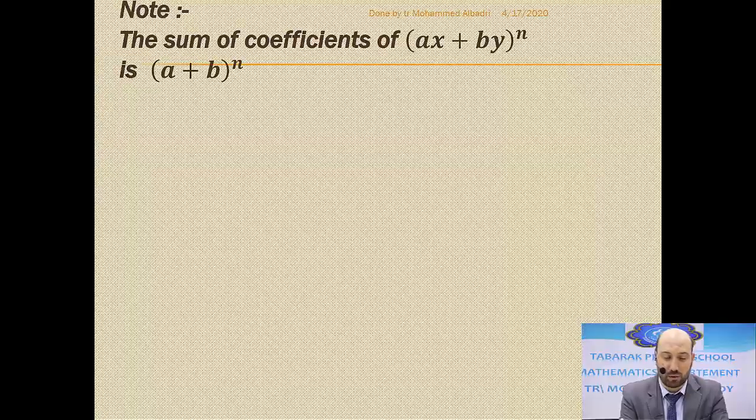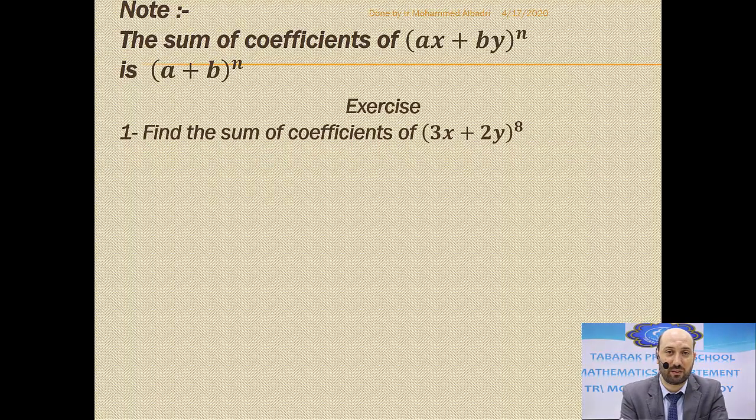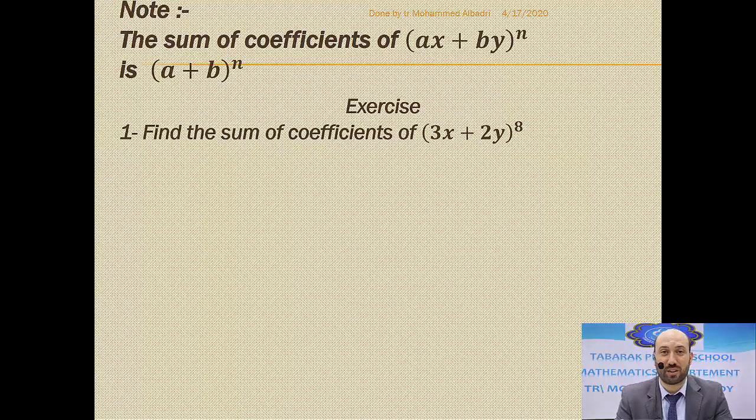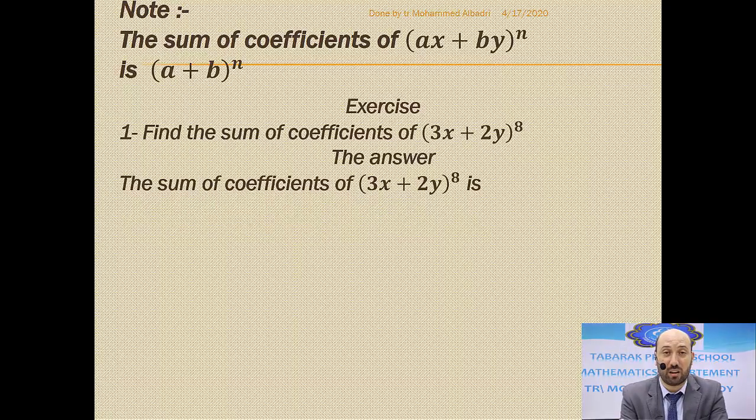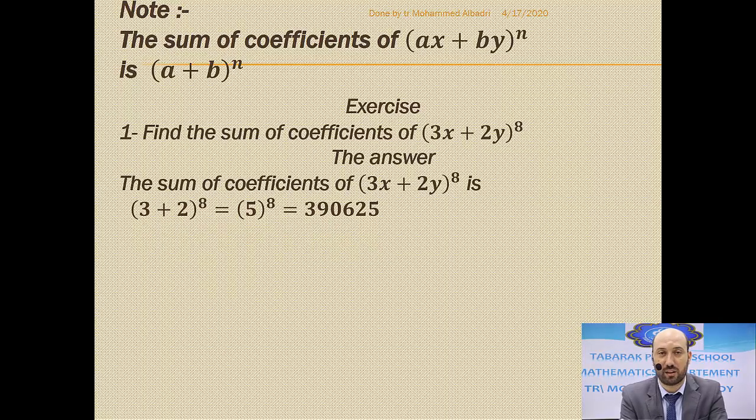So now if we want to apply it on the exercises, here we have the first one. Find the sum of coefficients of (3x plus 2y) raised to the power of 8. To find it now, we have to cancel the letters. So the sum of coefficients of (3x plus 2y)^8 is (3 plus 2), only the coefficients, raised to the same power 8, which becomes 5^8, which is 390,625.